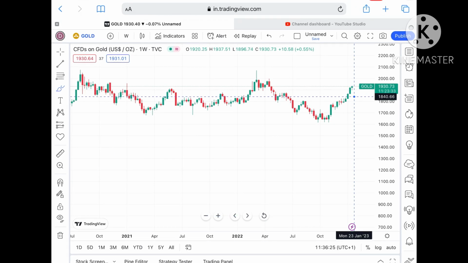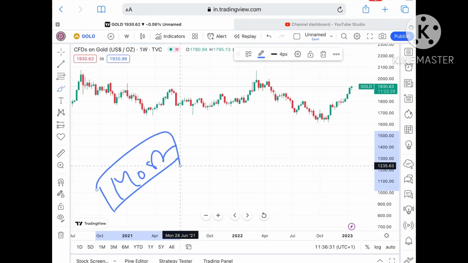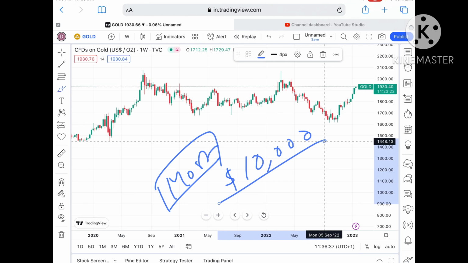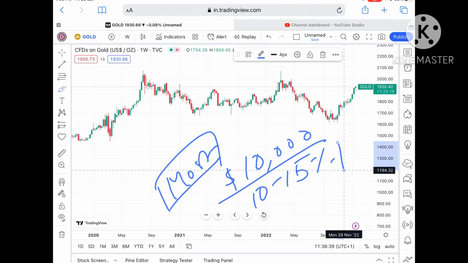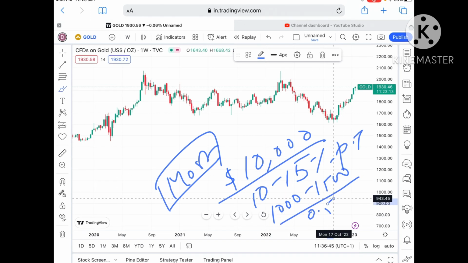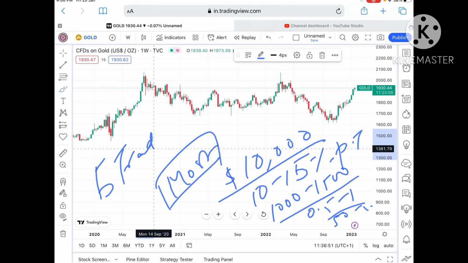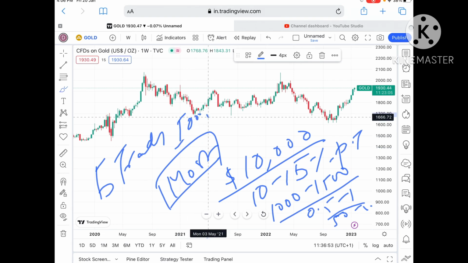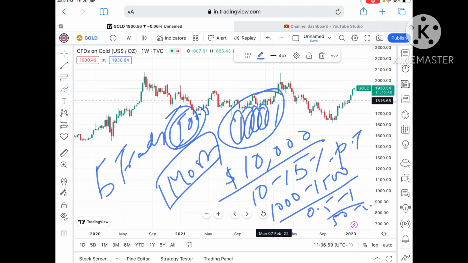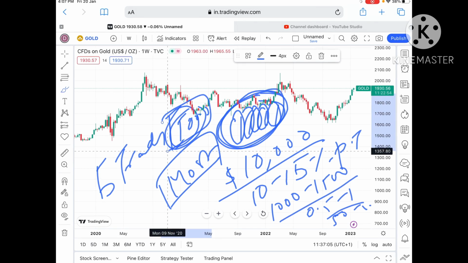Now you have to understand something, that most people lose money in trading, most traders. So what I teach in my workshop is, suppose you are trading with $10,000, try to trade with 10 to 15% of capital per trade, that is 1000 to 1500. Risk of 0.5 to 1%, that is $50 to $100. Suppose you took 5 trades, your maximum risk is $500, that is $100 per trade. If you lose all 5 trades, maximum loss is $500. It will not be a burden for you.